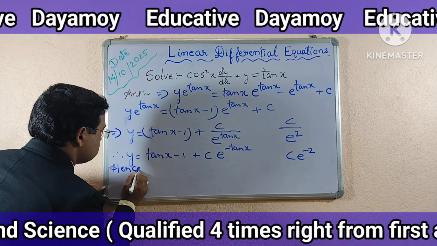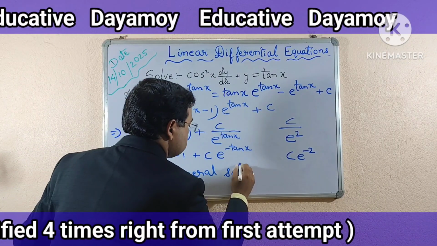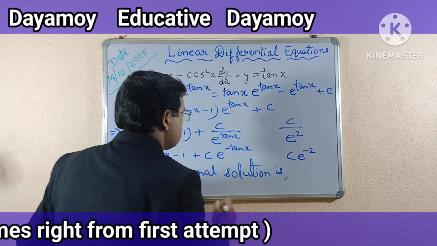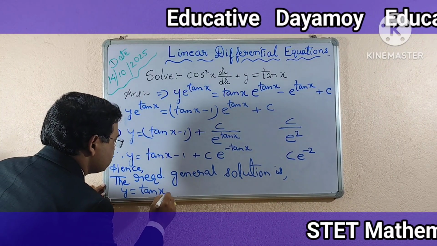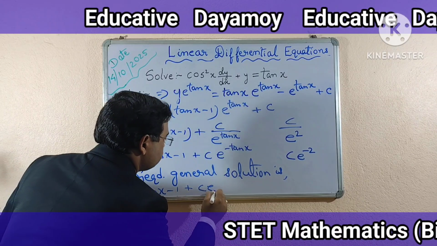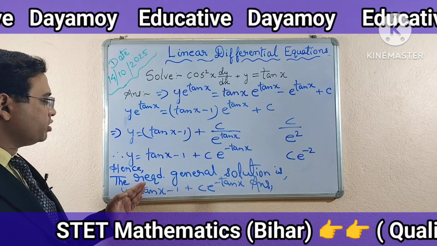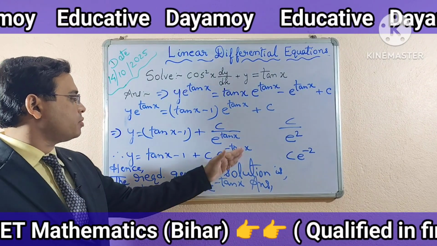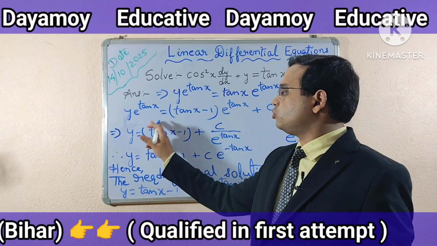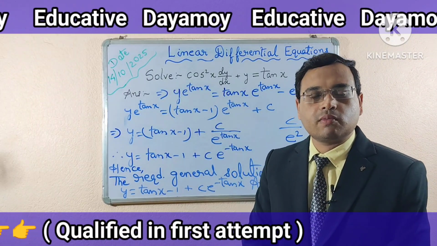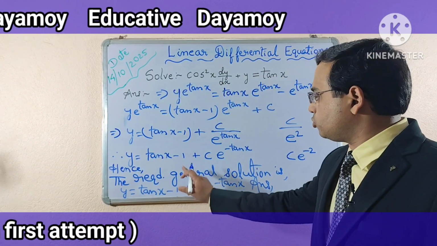Hence the required general solution is: y equals tan x minus 1 plus c e to the power minus tan x. This is the answer. One thing you note: if you are unable to do this step, just do up to this step. Doing up to this step will not deduct your marks in the exam. If you are intelligent enough, then do up to this step.